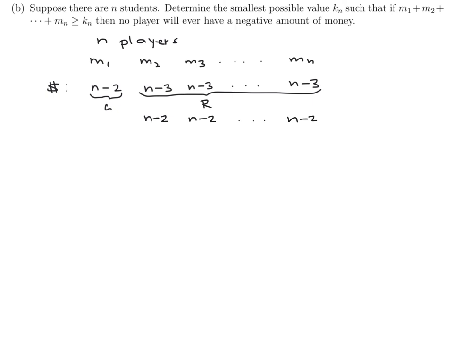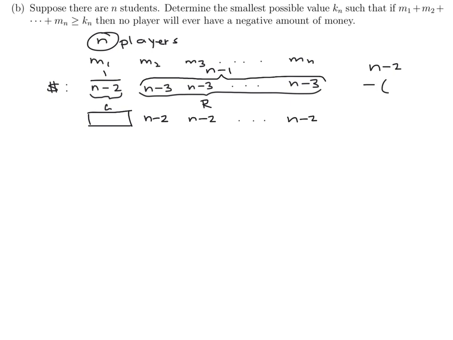Okay, but the giver had to give $1 to each of them. And how many of them are there? Well, there's n minus 1 of them, because this is 1, and there's n minus 1 of the other guys since the total is n. So we have to figure out what he ends up with. Let's do it on the side. He started with n minus 2. Then he gave away $1 to each of those n minus 1 players. So he's n minus 2 minus n plus 1. So that looks like he's down to negative 1.